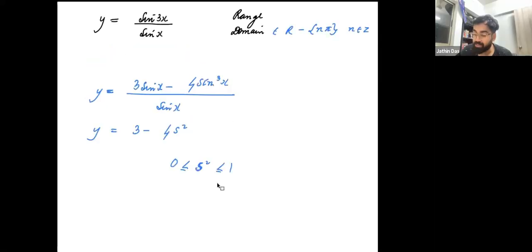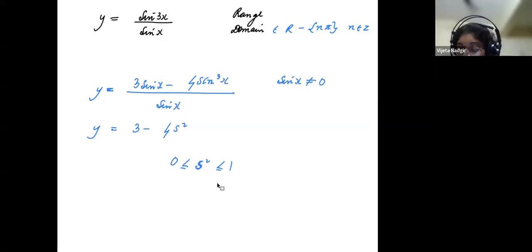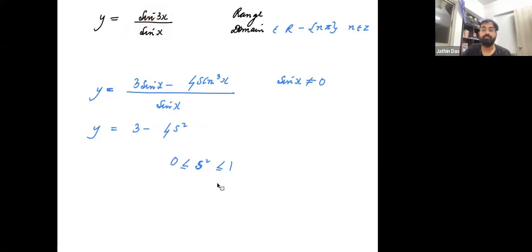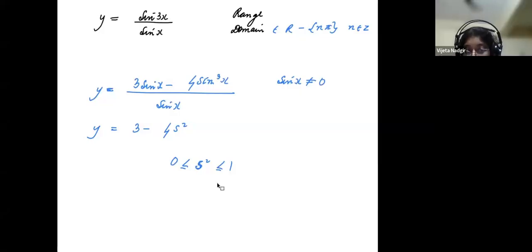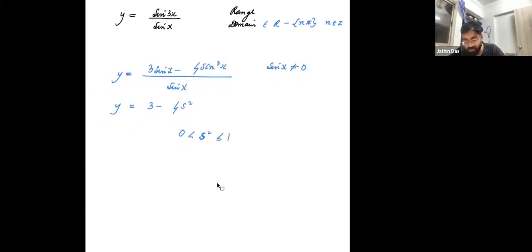But there is a problem. When you do this, you have told them that sin x cannot be equal to 0. You have divided by sin x. In the actual function, sin x is not defined at 0, sin x cannot be 0. So sin square also cannot be 0. So you have to know this when you're doing such questions.